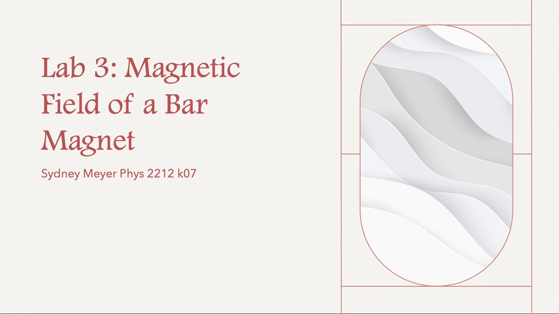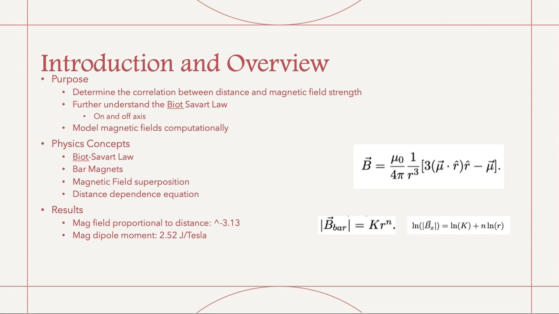Magnetic field of a bar magnet. The purpose of this lab is to explore the correlation between the observable distance and magnetic field strength using a bar magnet, and to further understand the Biot-Savart law both on and off axis. We will then model this computationally using GlowScript and VPython.